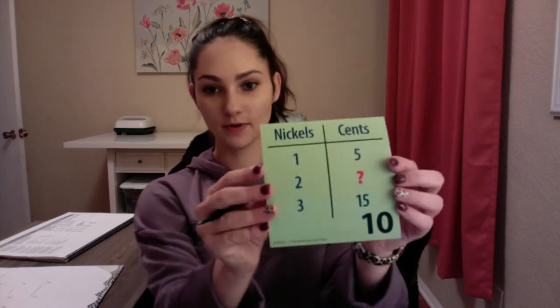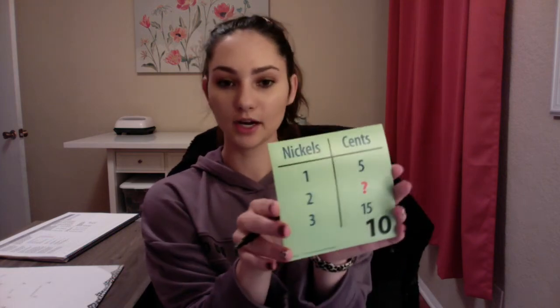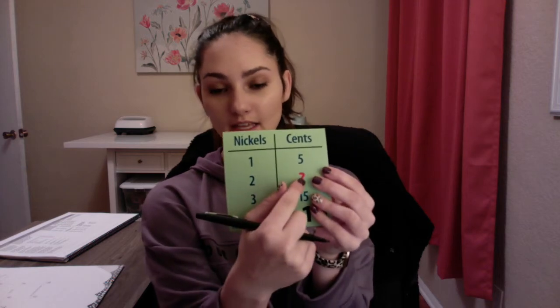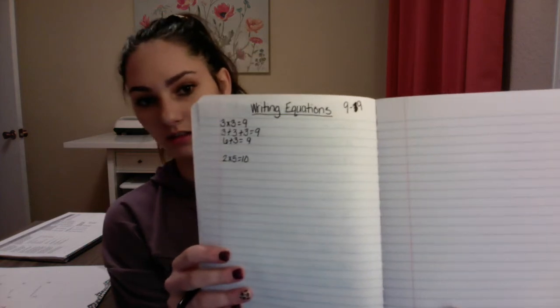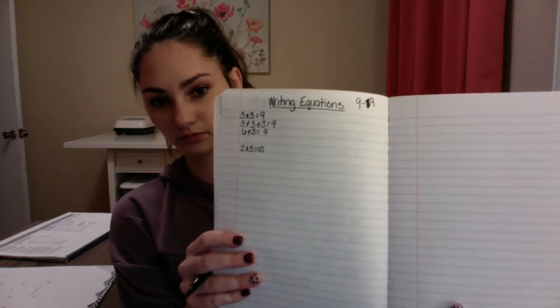But if you are ready, we're going to look at our number 10 marker and make some equations for 2 times 5 equals 10. So let's write that equation down first. 2 times 5 equals 10. Okay, so I have that one written down right underneath my other one. 2 times 5 equals 10.